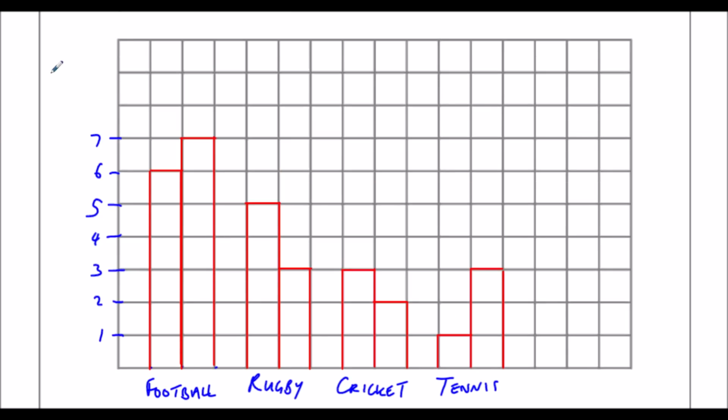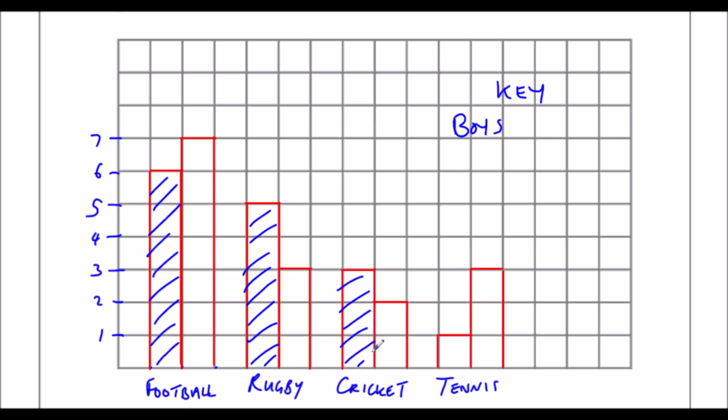Okay, we're going to need a key. So I'll write key, and we'll have boys, and we will do diagonal lines for the boys. And girls, we will just do full shading. Doesn't matter really what you do.